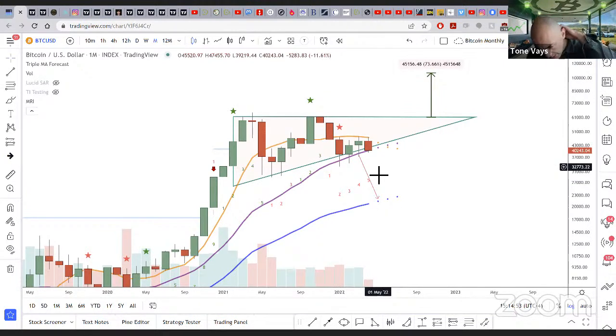But the structure of this is really, really bad. And if next candle opens below the moving average, it'll be almost impossible to redraw this triangle. It will be over.